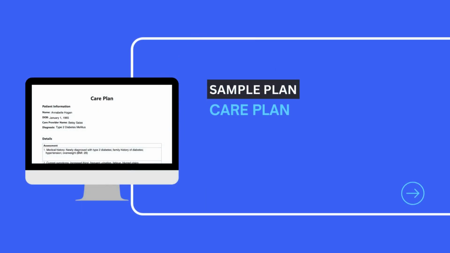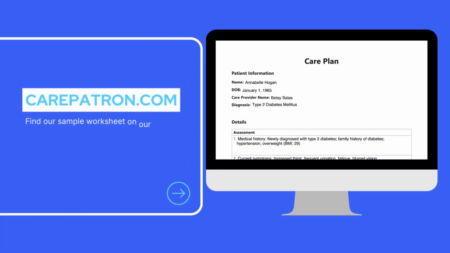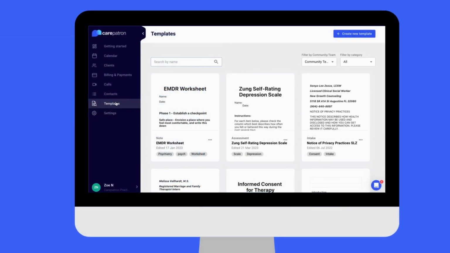Here is a sample of our care plan, which you can find on our Carepatron platform. To find our care plan, go to our Carepatron platform or click on the link in the description. In our template section, we have a variety of templates and worksheets for you to use with your patients. You can filter or type in keywords to find the worksheet.